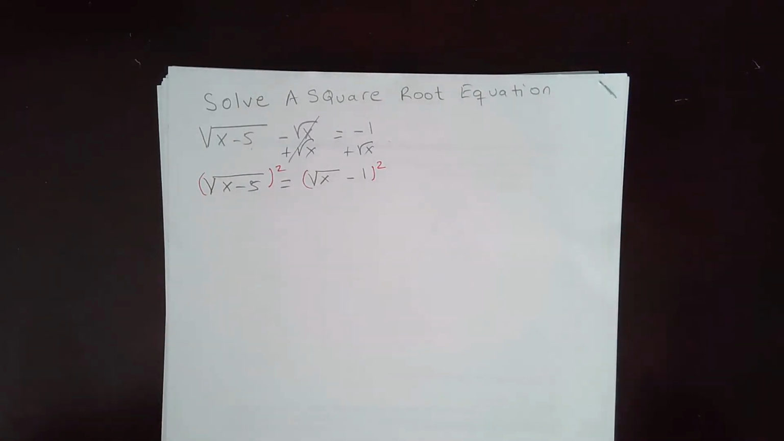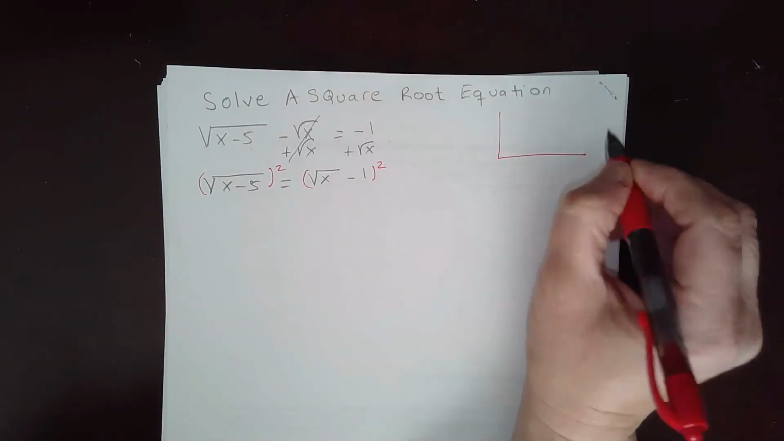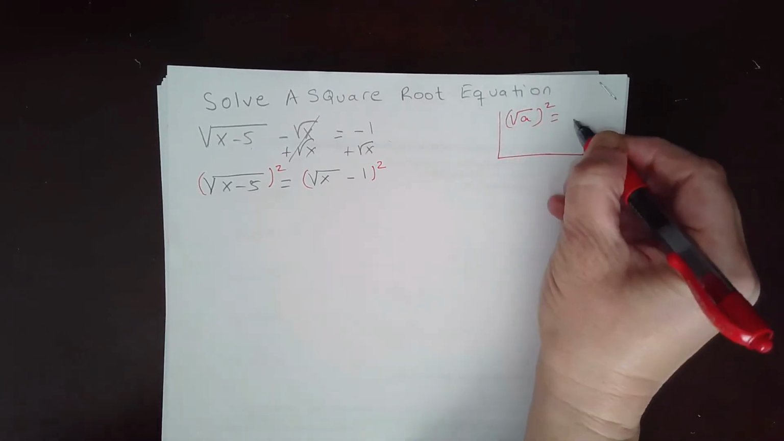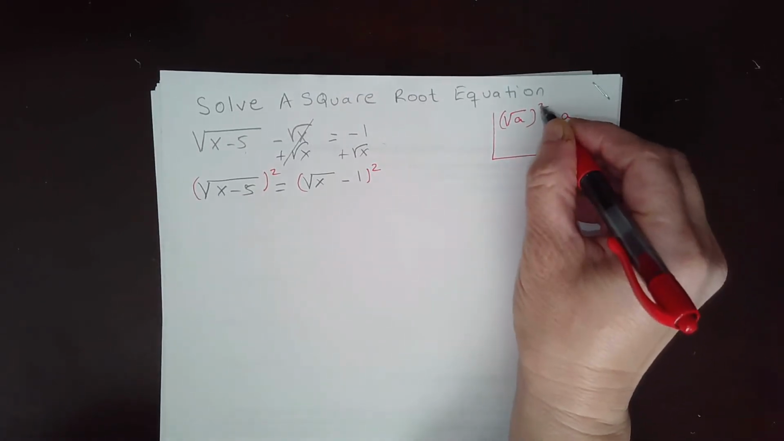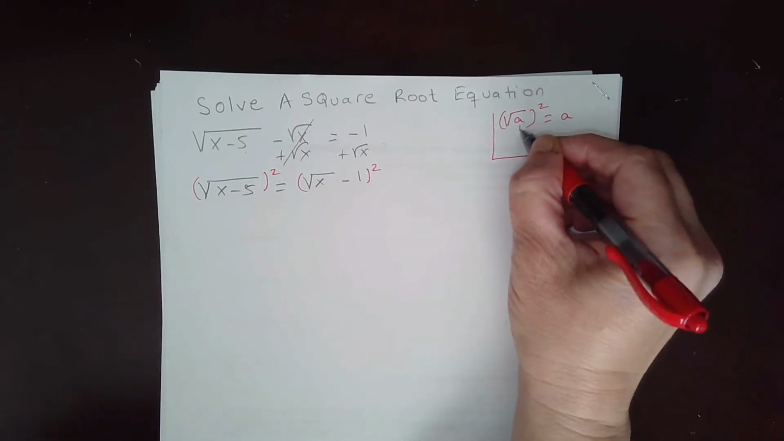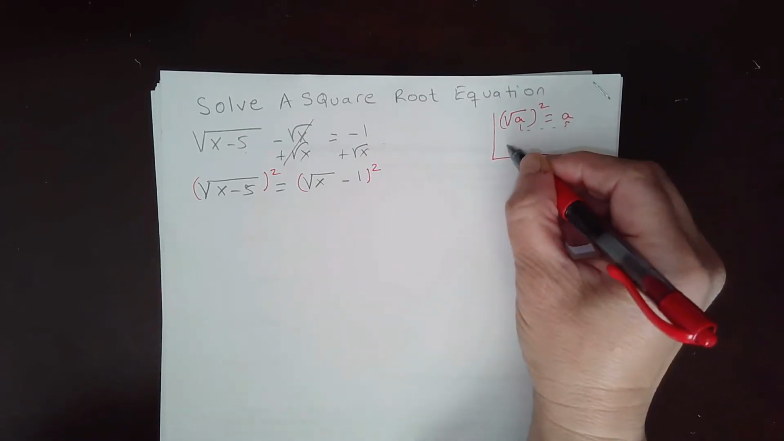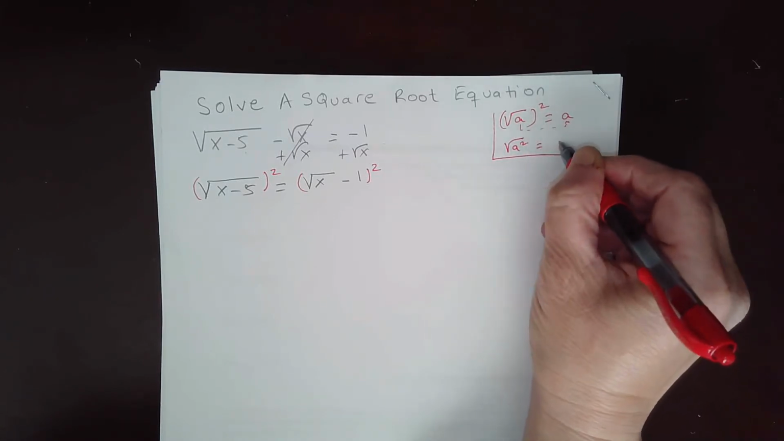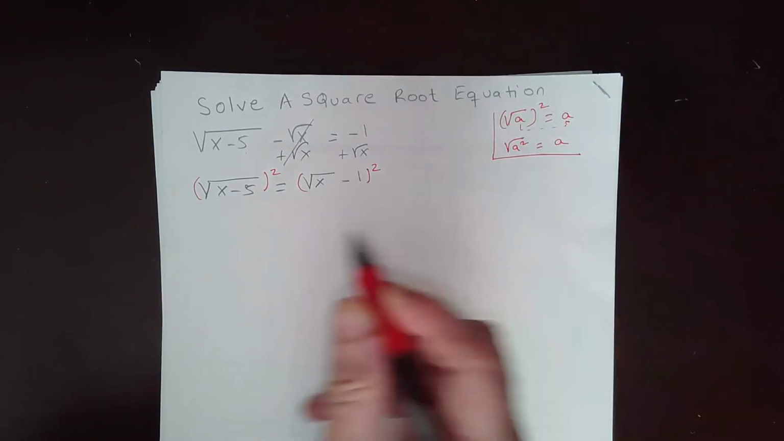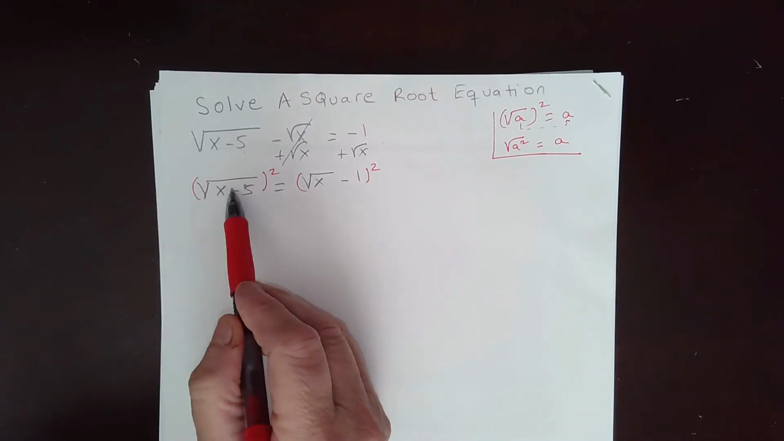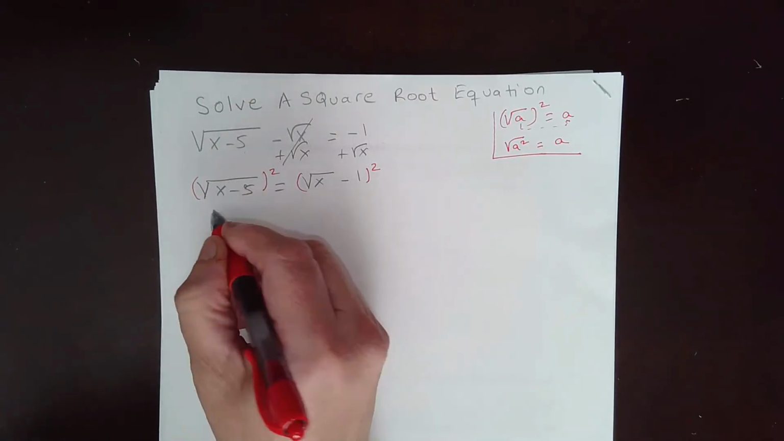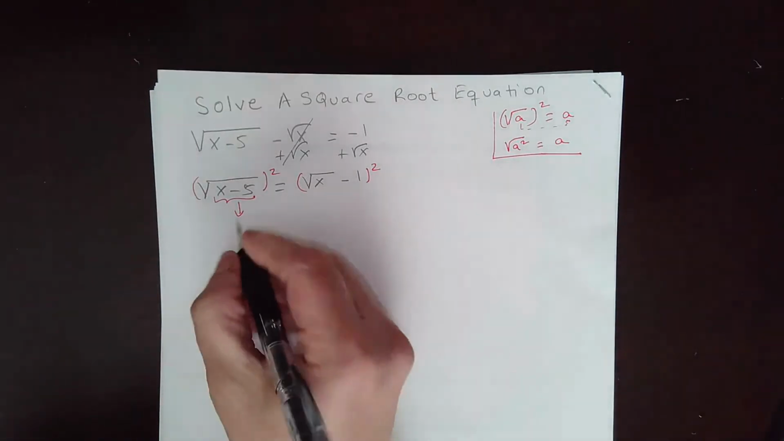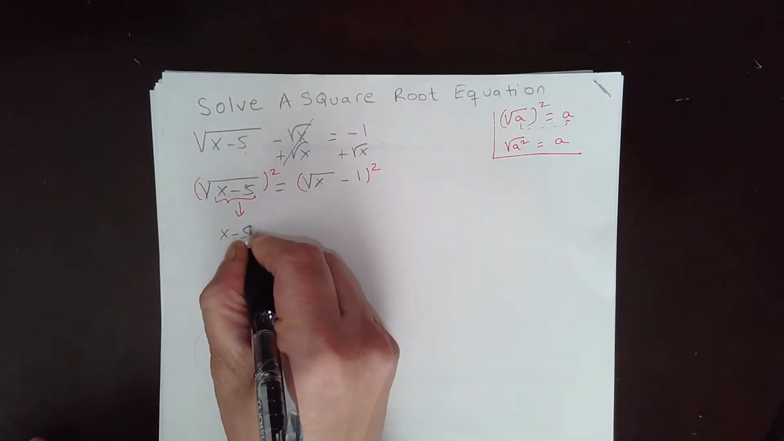Now, if you recall, square root of a squared, that's equal to a. The square cancels the square root, and whatever you have here comes out. Or you can write it like this, square root of a squared. This is also equal to a. So now when I raise square root of x minus 5 to the second power, the radicand comes out, and you end up with x minus 5 on the left side of the equation.